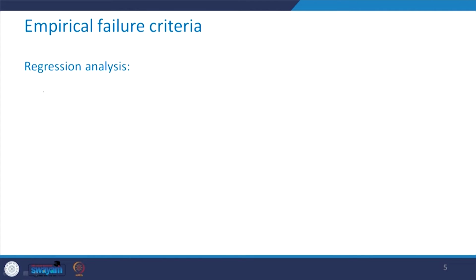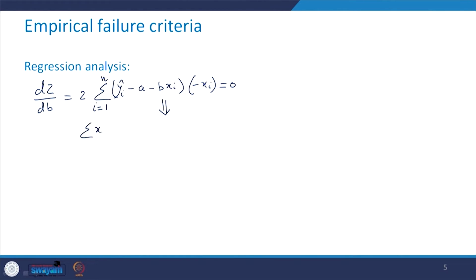Now we differentiate z with respect to b. So what we are going to get is this expression, that is 2 summation i equal to 1 to n, yi cap minus a minus b xi, and corresponding to this term I will have minus xi, and since I want to minimize z, I will make this equal to 0, and this is going to give me further summation xi (yi cap minus a xi minus b xi square), this whole bracket, which is equal to 0, and i is varying from 1 to n.